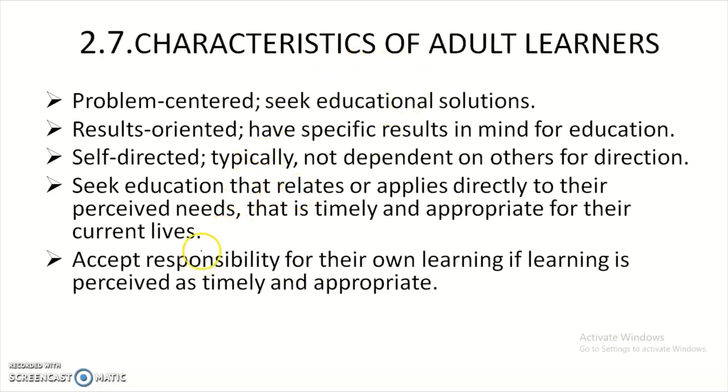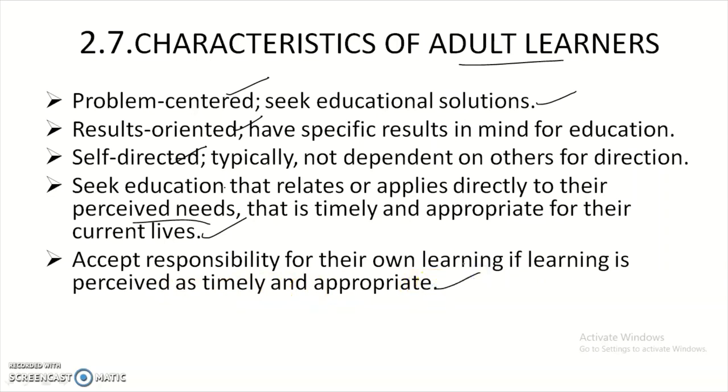And coming to the next thing, that is the characteristics of adult learners. So they are completely problem centered and they seek educational solutions, and result oriented learning will be there, and they are all self directed and seeking education that relates or applies directly to their perceived needs, that is timely and appropriate for their current lives, and accept responsibility for their own learning.